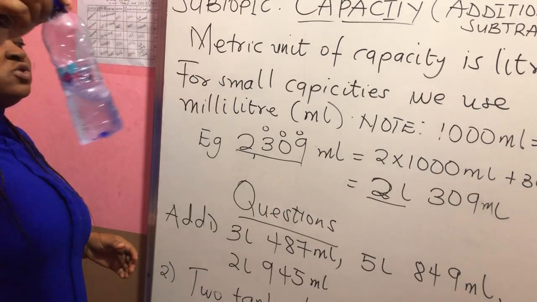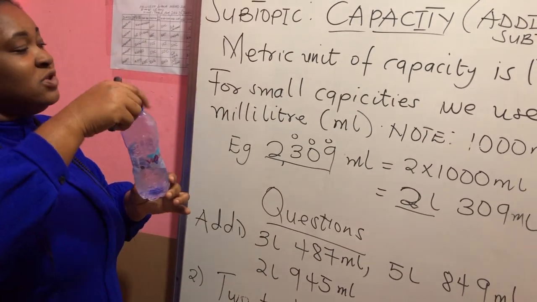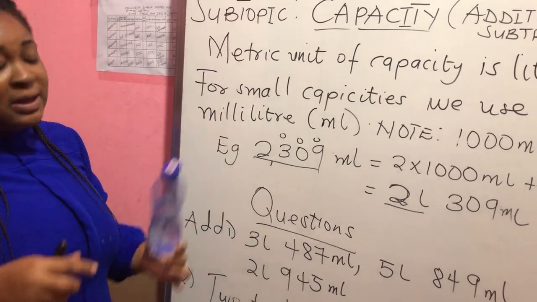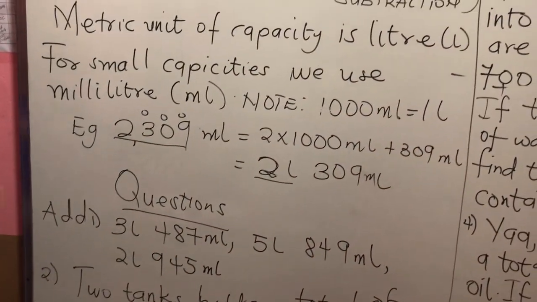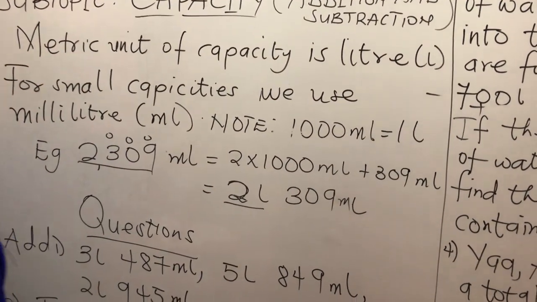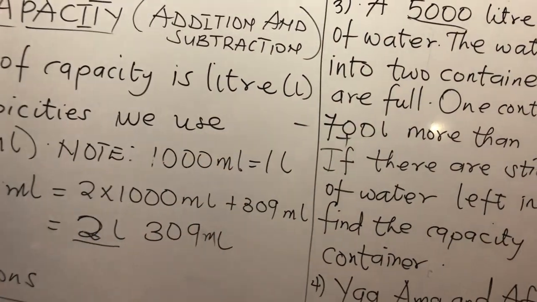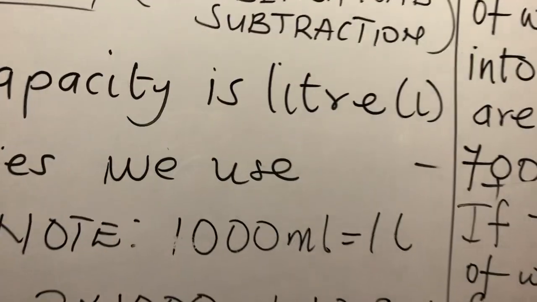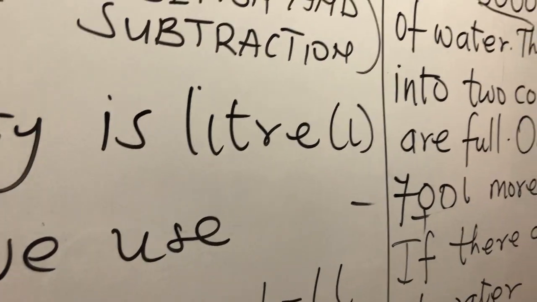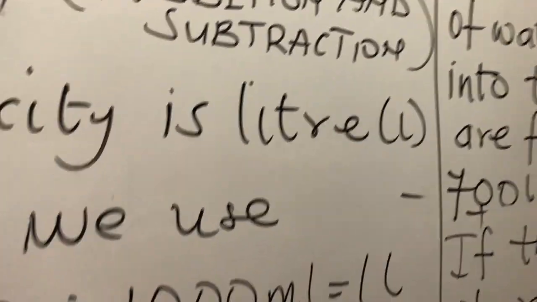So this bottle's measurement is what we refer to as being in smaller capacities, because there are other capacities that are larger than this water that we have. Now for today's lesson, you have to note that 1000 milliliters is equal to 1 liter. 1000 milliliters is equal to 1 liter.